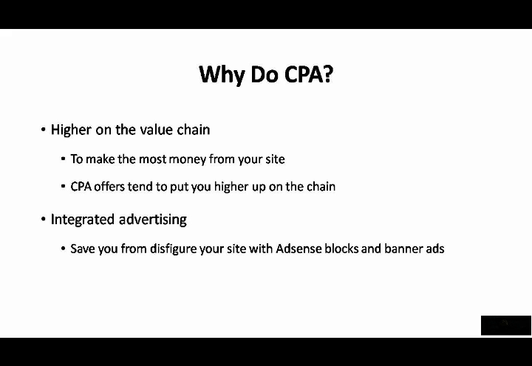The first reason would be CPA is higher on the value chain. In order to make the most money from your site, you want to get as high up as you can on the value chain. On the other hand, selling your own product, promoting targeted affiliate products, and CPA offers tend to put you higher on the chain. Keep in mind that physical products have 2 to 10 times more hands in the pot, such as distributors, warehouses, and suppliers. That's why Amazon associates only make $100 when someone buys a $2,500 laptop.